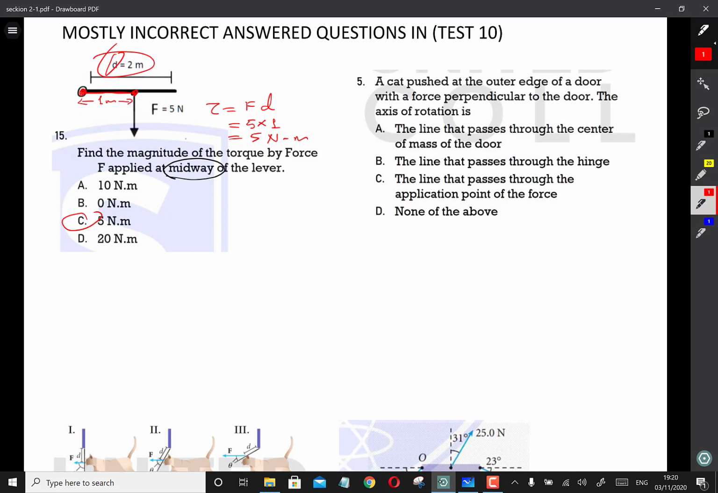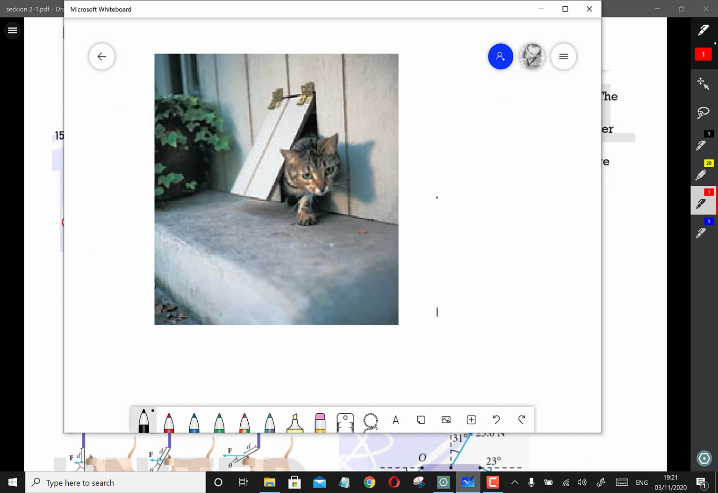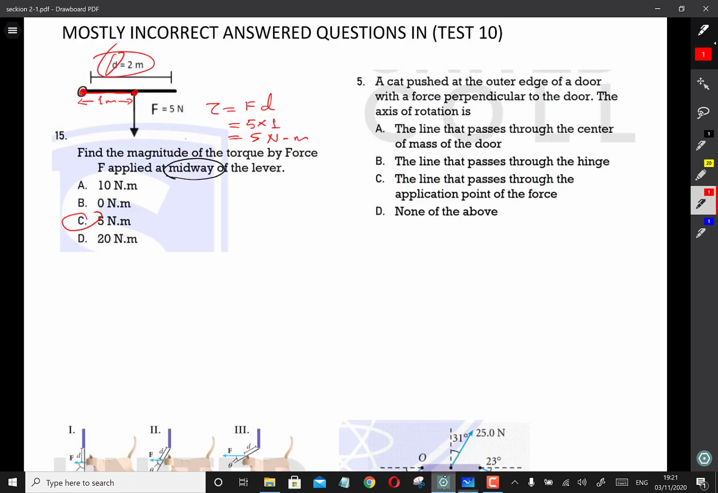Second question: a cat pushes at the outer edge of a door with a force perpendicular to the door. The axis of rotation is... So this is the case when the cat pushes the outer edge of the door with a perpendicular force. This door will rotate about this point. These are called hinges. So the door will rotate about a line that passes through the hinges. So the answer will be the line that passes through the center of mass of the door? No. The line that passes through the hinge. Yes, this is the correct answer.